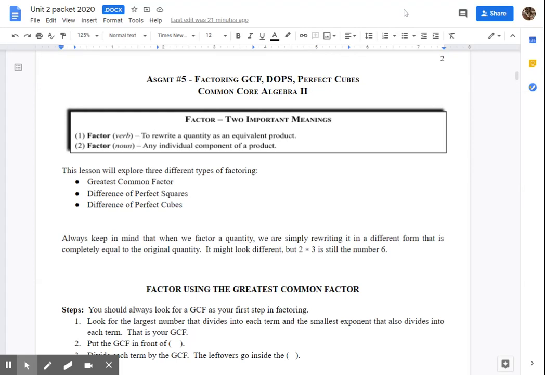Hey folks, welcome back. We will be starting Unit 2 now, factoring. It's one of our favorite units. I hope you guys enjoy it as well.